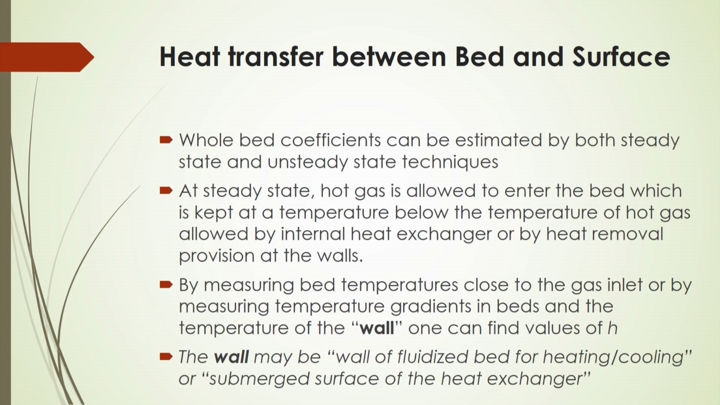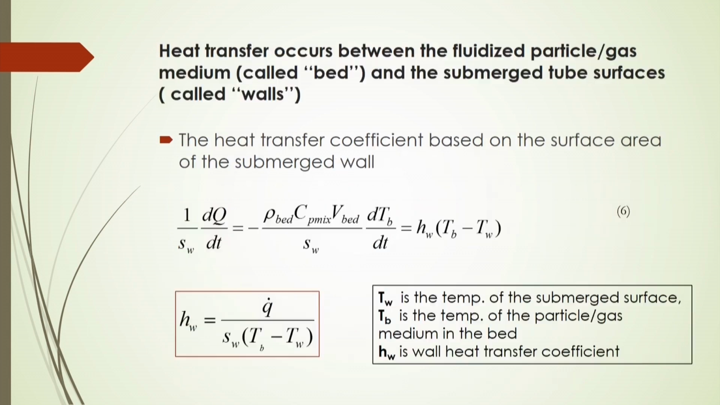This wall may be defined as the wall of the fluidized bed for heating or cooling, or you can ask whether any submerged surfaces are there in the fluidized bed acting as a heat exchanger device. In that case, this wall should be considered as the submerged surface of the heat exchanger also. Now, heat transfer occurs between the fluidized particle or gas medium, that is called the bed, and the submerged surfaces, that are called walls.